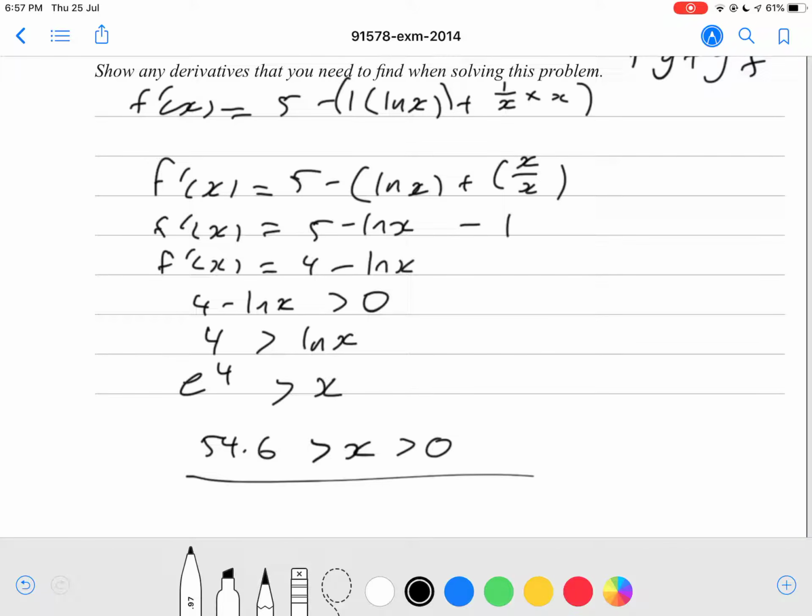It should be a merit question, so it's a merit to get to the final solution. To get an achieved, it's a correct expression for the derivative. So if you find the derivative equals 4 minus ln of x, that'll get you an achieved.